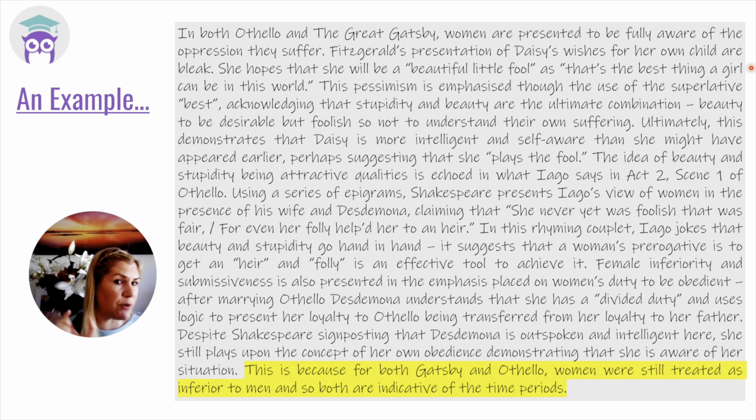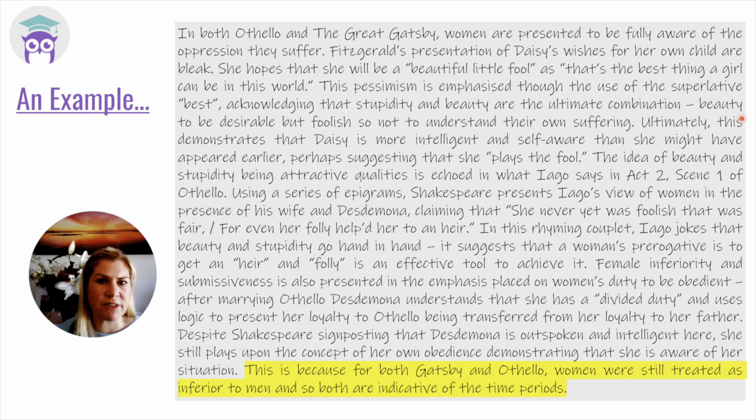Note the way I've broken it up to make it make sense grammatically. This pessimism is emphasized through the use of superlative, best, acknowledging that stupidity and beauty are the ultimate combination. Beauty to be desirable, but foolish so not to understand their own suffering. So I'm hitting my AO2 there, and I've got some critical terminology.